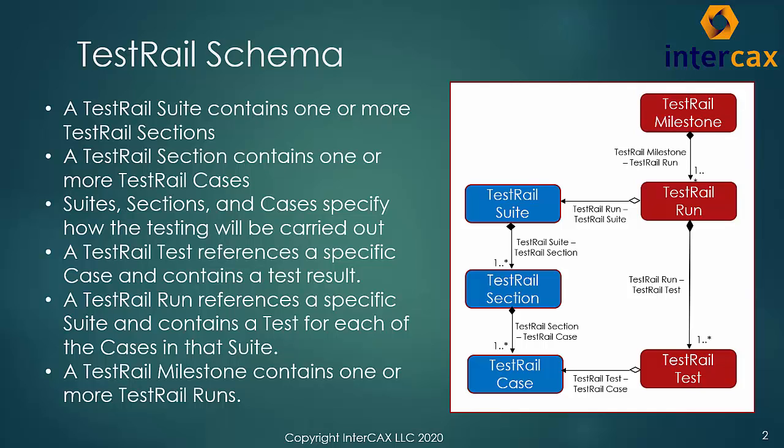The red elements represent the results of that testing, a milestone composed of test runs containing tests. In TestRail, a run represents the results of a specific test suite, and its tests correspond to each of the test cases inside that test suite. Use of the 6 relationships shown between these artifacts will be used in the next video.